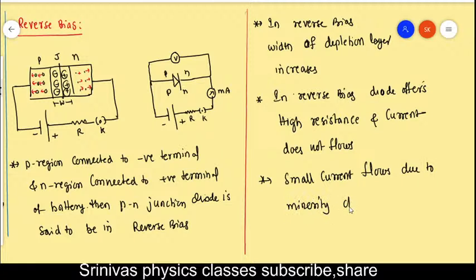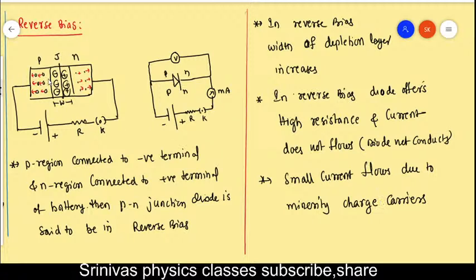Minority charge carriers. Current does not flow, which means the diode does not conduct here. It does not conduct, but a small current flows, which is negligible. The small current flows due to minority charge carriers. What are the minority charge carriers?